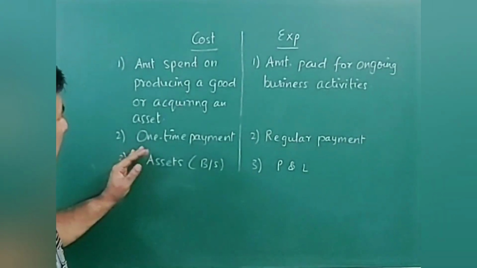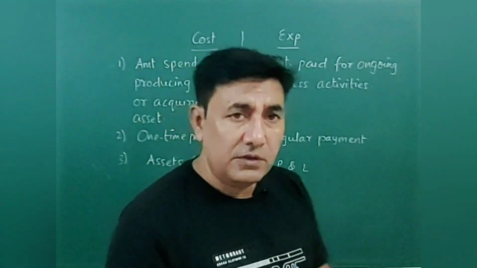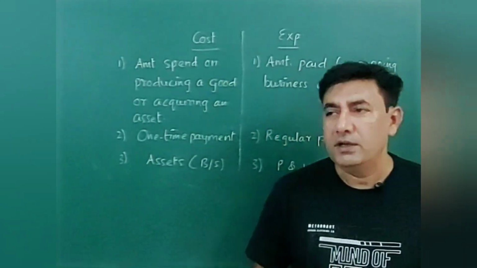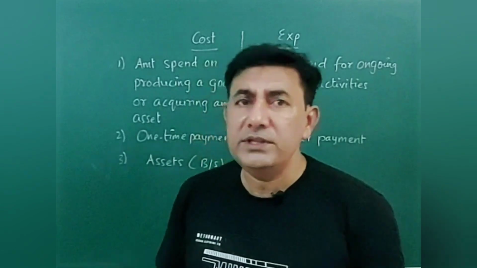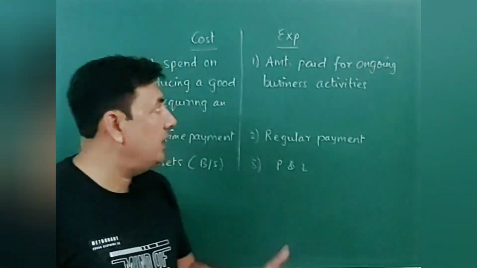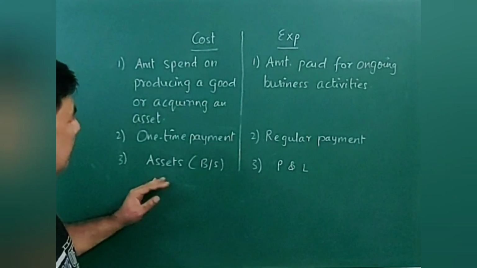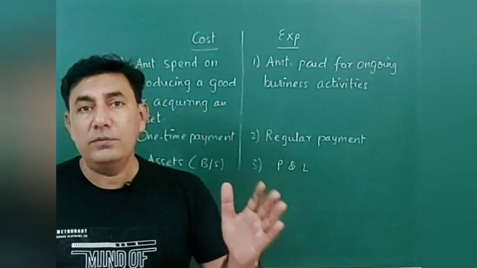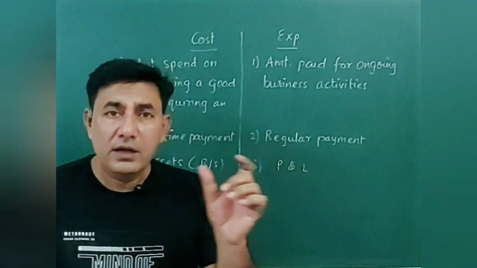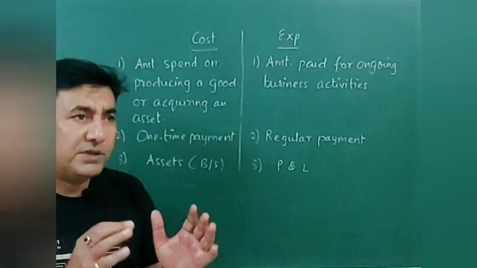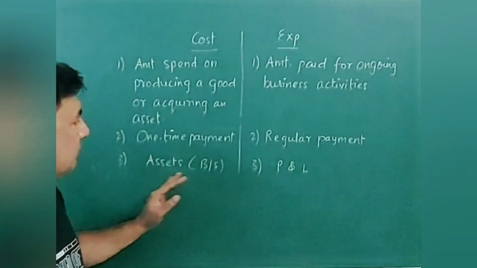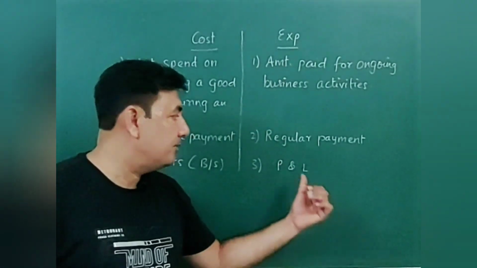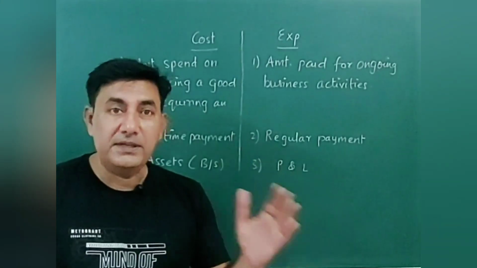The second one, cost is a one time payment, whereas expenses are regular payments, like salaries of the employees, rent of the office building. These are regular payments, so they are expenses. And generally cost is shown on the asset side of the balance sheet: plant and machinery, land and building, machinery, there are many, so they are shown on the balance sheet asset side, whereas all the expenses are shown on the profit and loss account debit side, right?